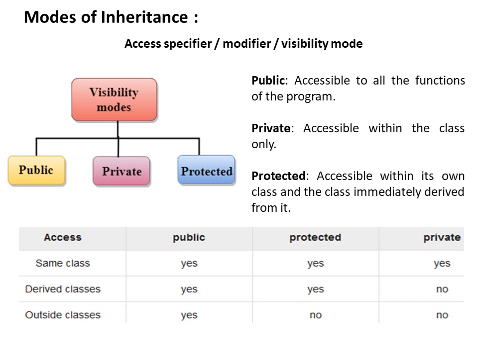When creating a derived class from a base class, you can use different access specifiers to inherit the data members of the base class. These can be public, protected or private. When the member is declared as public, it is accessible to all the functions of the program. When the member is declared as private, it is accessible within the class only. When the member is declared as protected, it is accessible within its own class as well as the class immediately derived from it. The table shown here clearly summarizes the different access types according to who and how they can be accessed. Have a look at it.